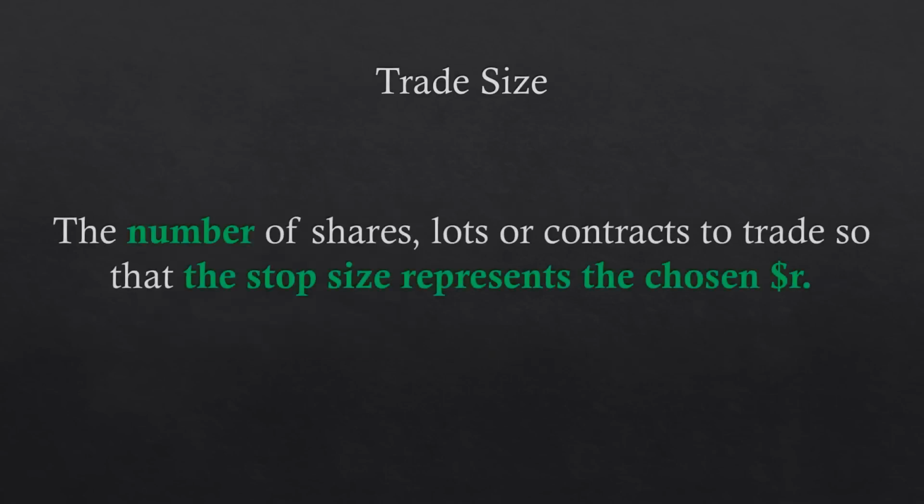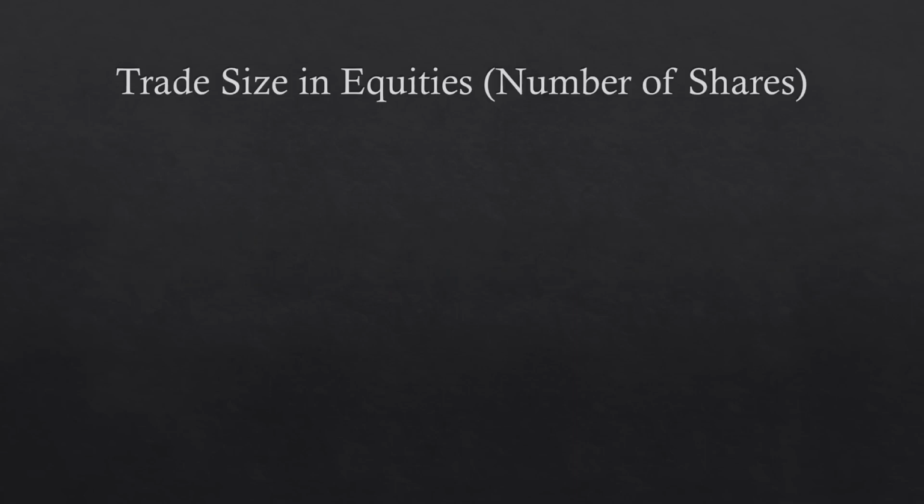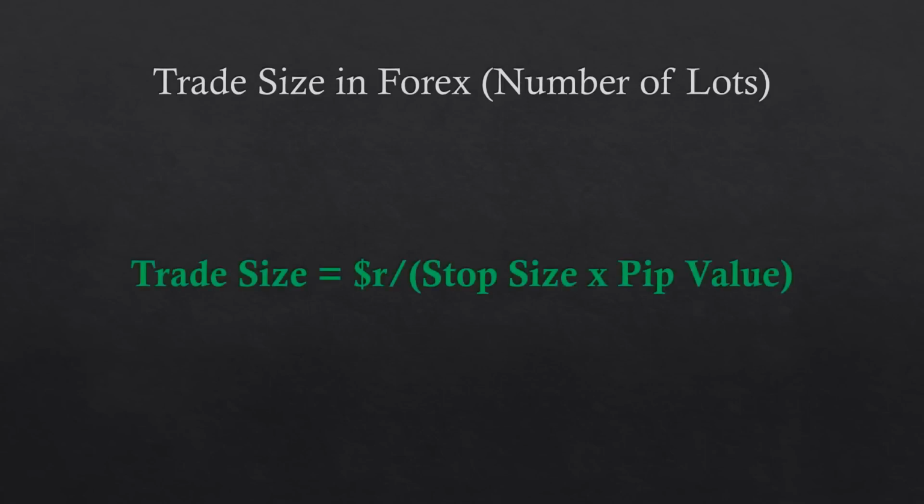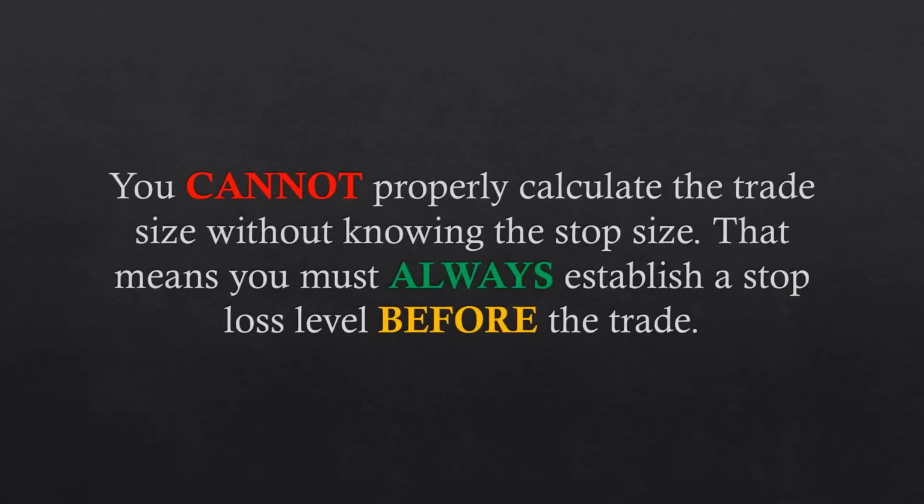The trade size is the number of shares, lots, or contracts to trade, so that the stop size represents the chosen dollar risk. This is actually simpler than what it sounds. You can know the trade size following very simple formulas. For equities, the trade size is equal to the dollar risk divided by the stop size. In Forex, the trade size is equal to the dollar risk divided by the stop size times the pip value. Notice that you cannot calculate the trade size properly without knowing the stop size, which implies that you cannot trade properly without a stop loss.